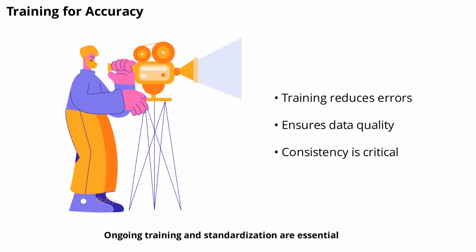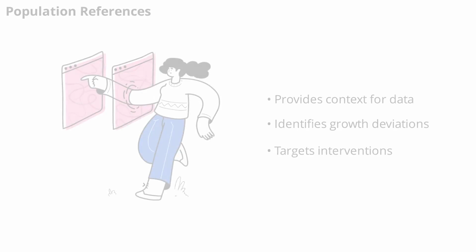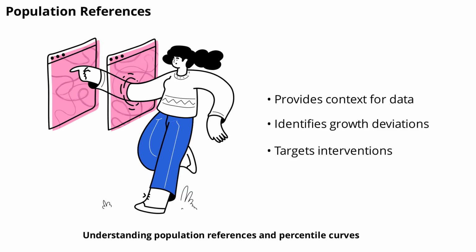Ongoing training and standardization are essential, especially in large public health studies where consistency is critical. Understanding population references and percentile curves is crucial when assessing children and adolescents. These references provide context for interpreting individual measurements, helping practitioners identify deviations from typical growth patterns and target interventions where needed.